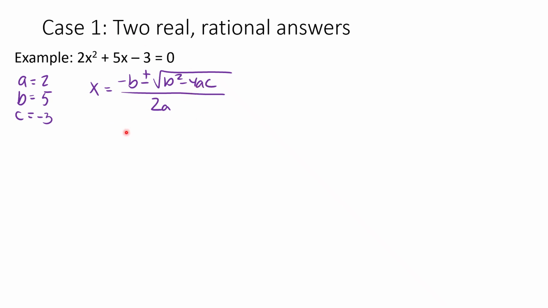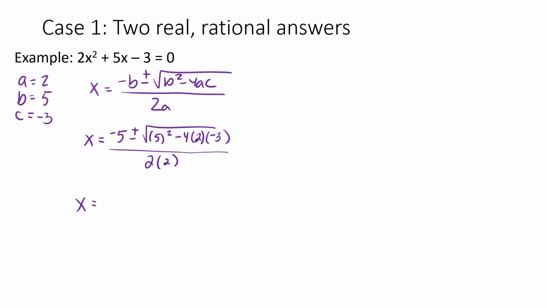Again, I'm going to work the entire problem out, but I want you to pay close attention to what happens here. Plugging in our numbers, we have the opposite of b. Well, b is 5, so the opposite of 5 is -5, plus or minus the square root of, and I always encourage students to put a parenthesis around that 5. It just causes problems sometimes if you don't. Then -4 times 2 times -3, all over 2 times 2.